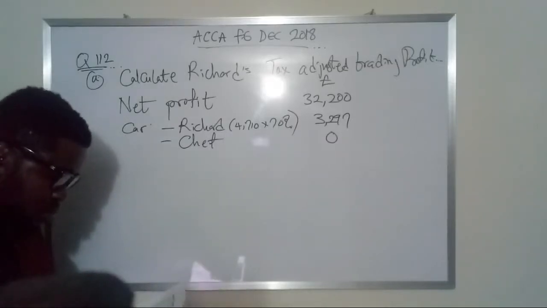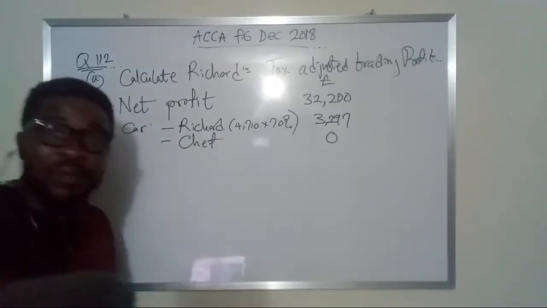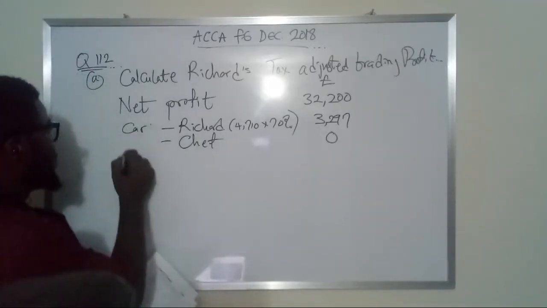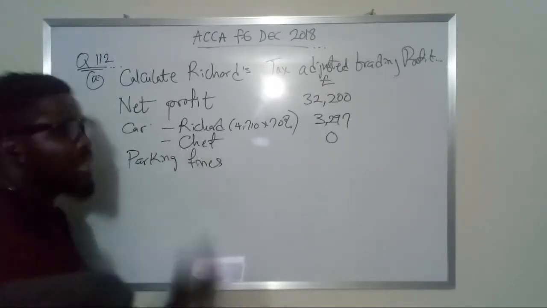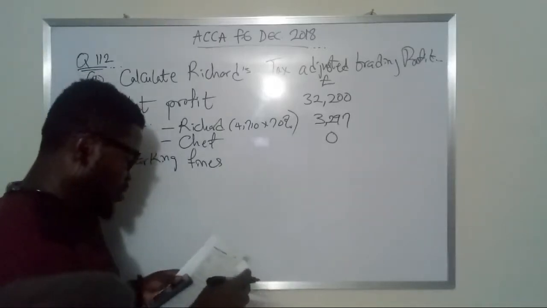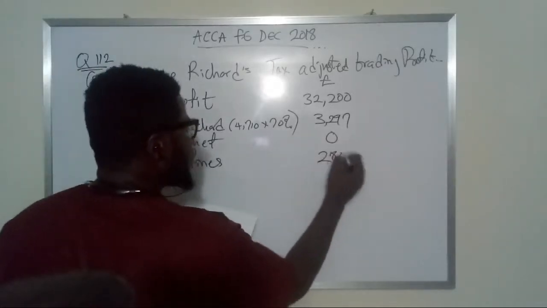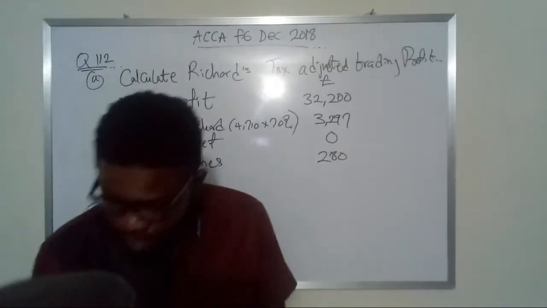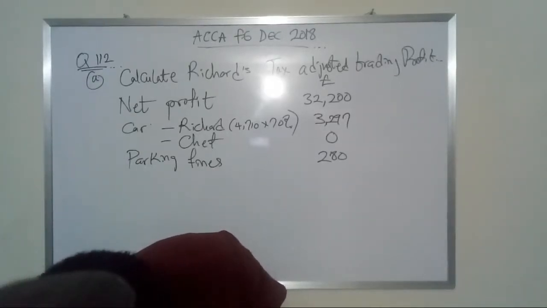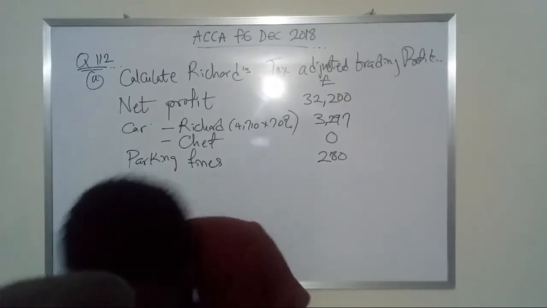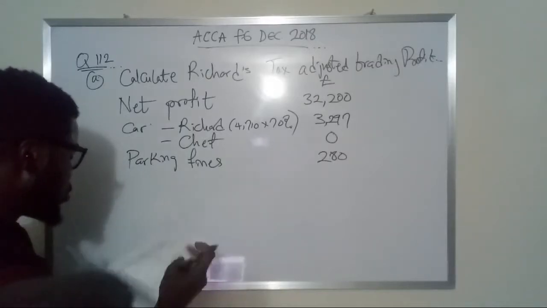So quickly we go down to parking fines incurred by Richard. Of course, Richard committed a crime. He parked somewhere last month. Parking fines cannot be allowable in terms of deduction, so this would go straight. That would be 280. We're done with note 1, so we go down to note 2.